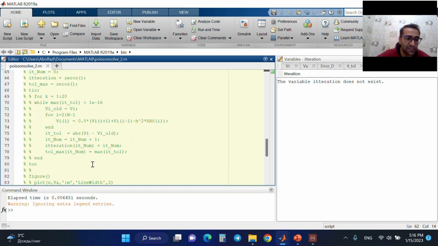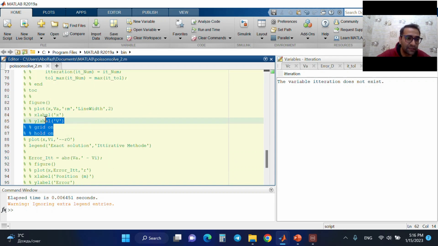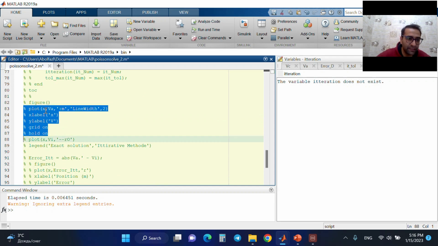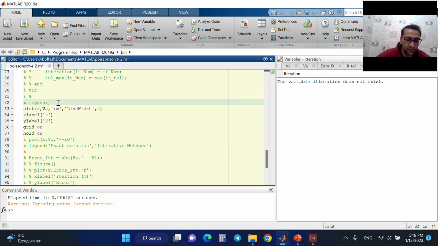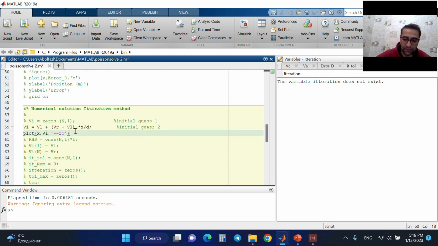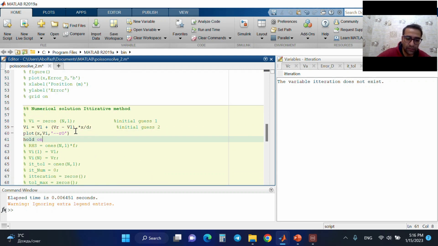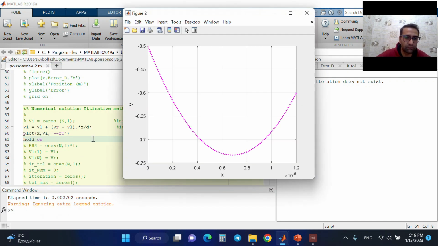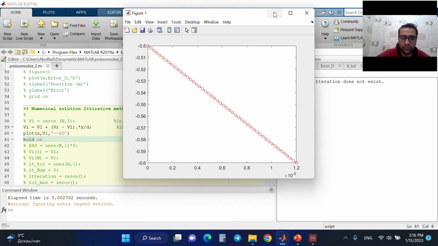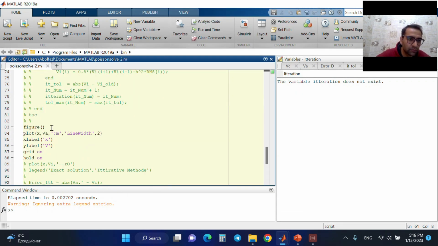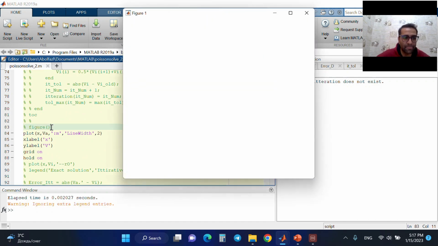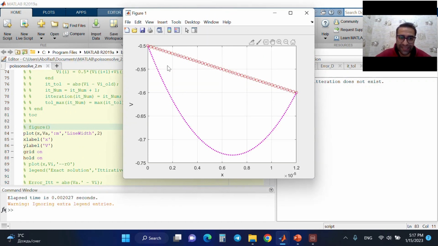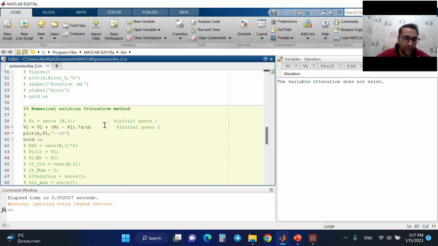Just comparing with the exact solution, let me enable this and put a hold on here. What is the problem? Oh, I need to disable also this one. Okay, this is indeed the exact solution, and this is the second initial guess that we defined, just linearly changing between the left boundary condition and right boundary condition.